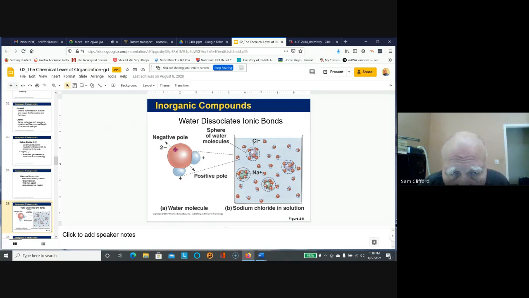So water has a slightly negative side and a slightly positive side. You can see that the chloride is negative, so the hydrogen ions of the water are attracted to that negative. For sodium, the slightly negative oxygen is attracted to the sodium. So the water surrounds these sodium and chloride ions and dissolves them. That's how dissolving occurs, when water molecules surround these ions.